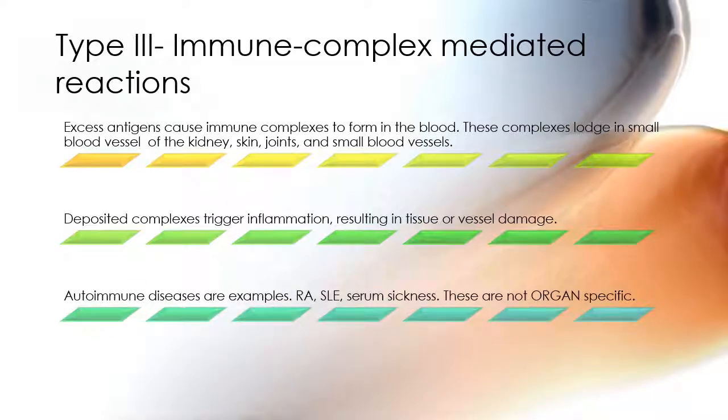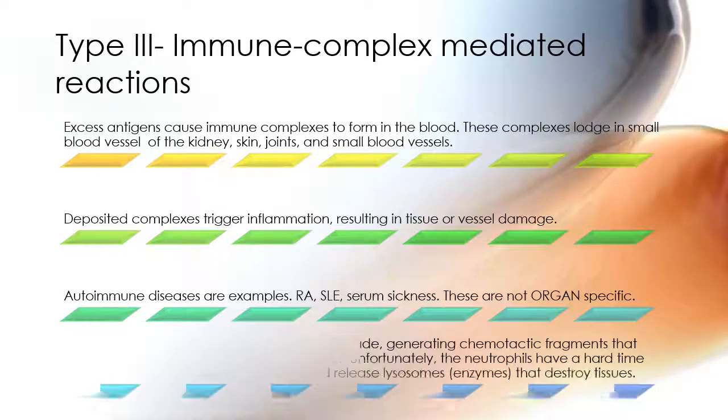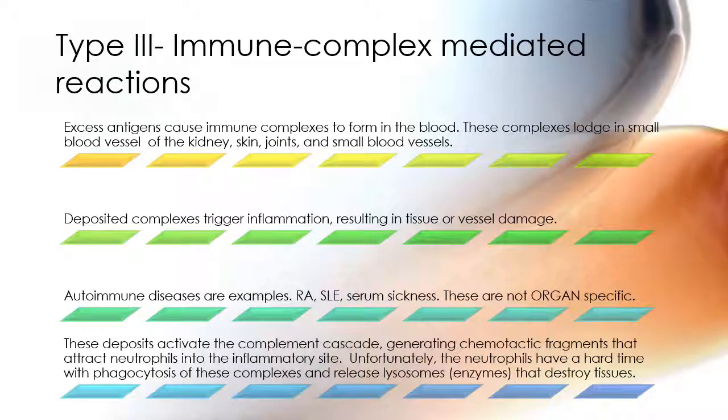Autoimmune diseases are examples, such as RA, SLE, and serum sickness. These are not organ specific. These deposits activate the complement cascade, generating chemotactic fragments that attract neutrophils into the inflammatory site. Unfortunately, the neutrophils have a hard time with phagocytosis of these complexes and release lysosomes that destroy the tissues.